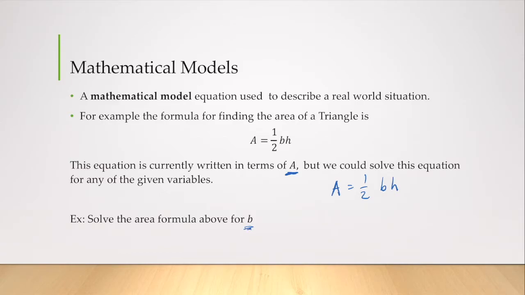So the first thing I could do maybe is multiply both sides by 2 because that would help me get rid of the fraction. So I've got 2A equals BH. What could I do now to get that B all by itself? Well, I could just go ahead and divide by H. So I would have that 2A over H is equal to B. So this is the same mathematical model, except now it is solved for a different variable.